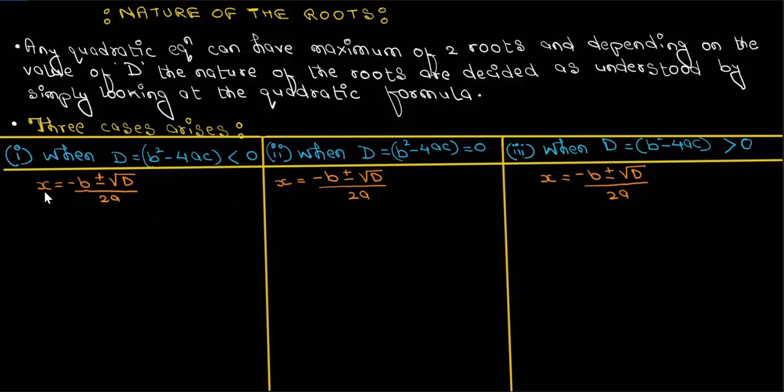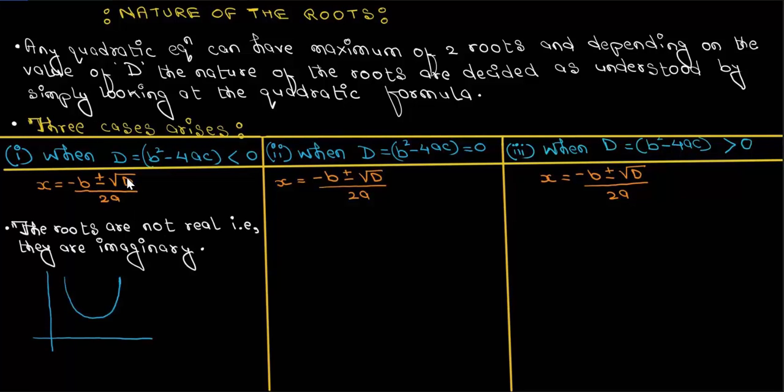So we know the quadratic formula is x equal to minus b plus minus root d by 2a. This is the quadratic formula. These are two values of x. One is with plus and another one is with minus. So if this d is smaller than 0, then square root of a negative number is an imaginary number, so it is a complex number. So we will say that the roots are not real, that is they are imaginary. And this type of curve, where the discriminant, which is b square minus 4ac, is smaller than 0, will never cut the x-axis.